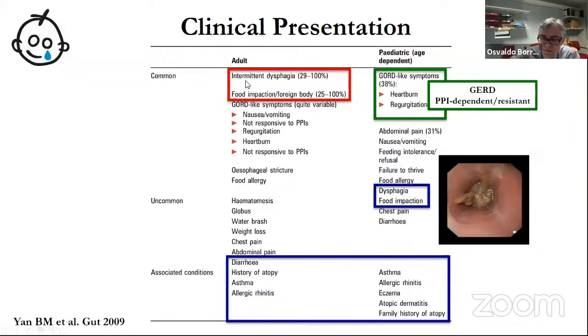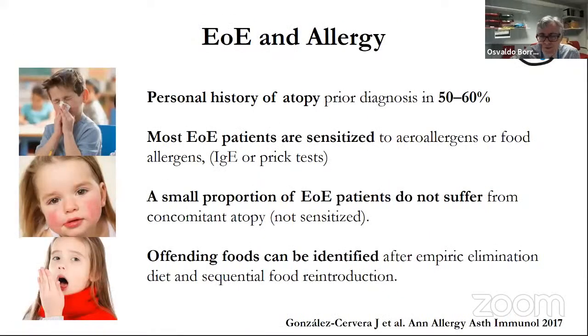It's quite common in adults to have intermittent dysphagia and food impaction, while in children we have mainly gastroesophageal reflux symptoms, heartburn, and regurgitation, which can be PPI dependent or PPI resistant. In children, we can also have dysphagia and food impaction, but that usually happens later on, during adolescence.